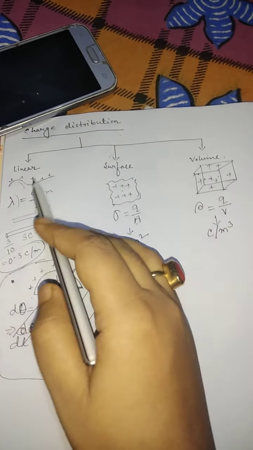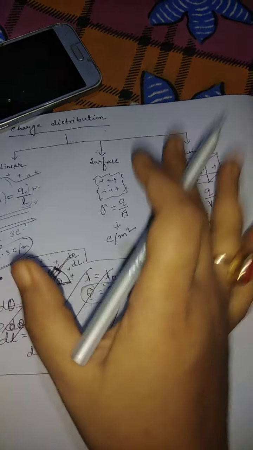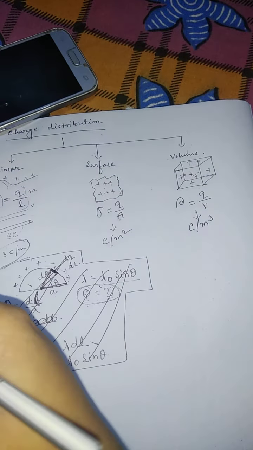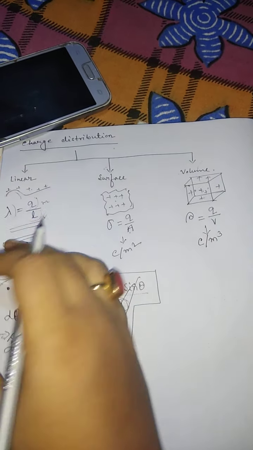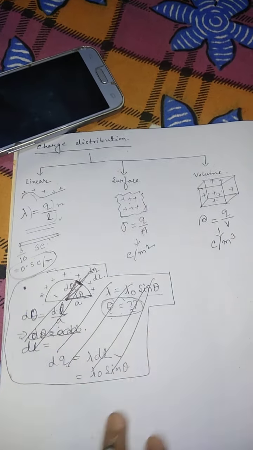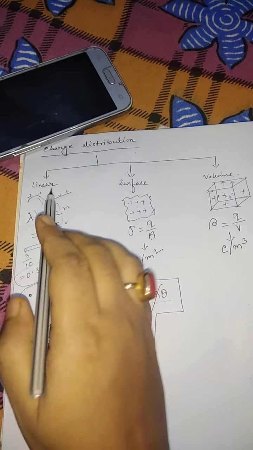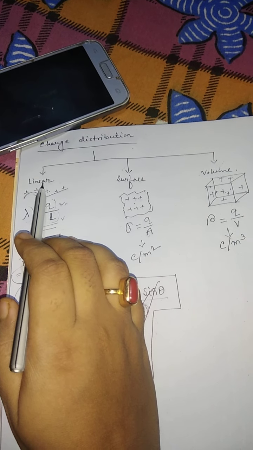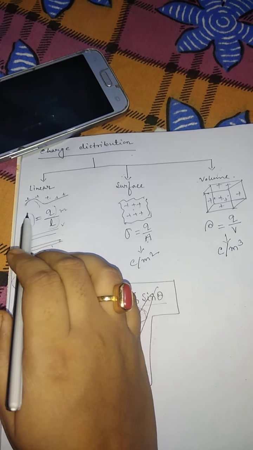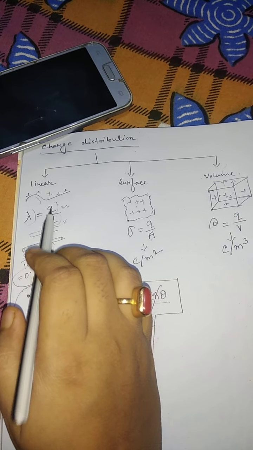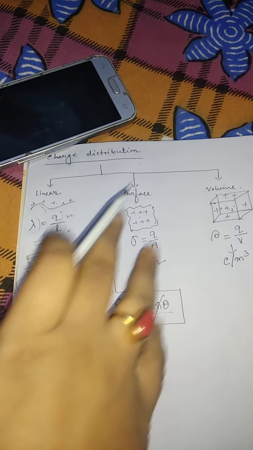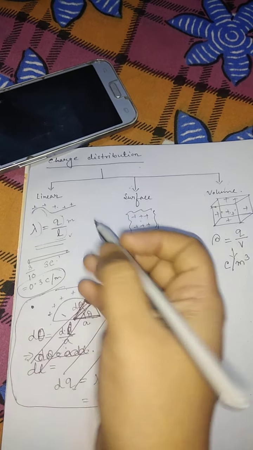Now for this charge distribution, these are the constants. When we find the total charge over this length, over this area, or over this volume, first of all we find the charge density. For linear charge distribution, the density is called linear charge density and it is denoted by lambda. Lambda equals Q by L, the charge distributed over the length of the wire or over the length of anything.